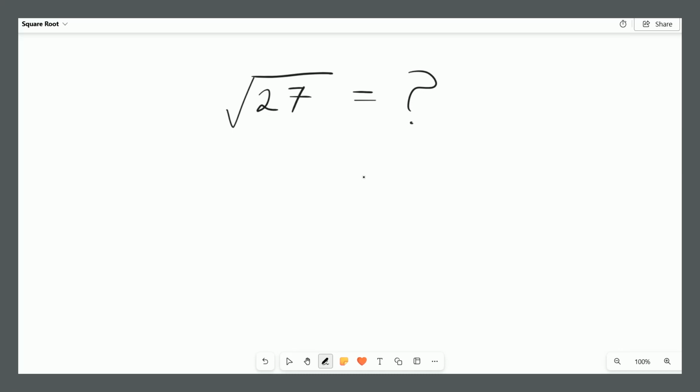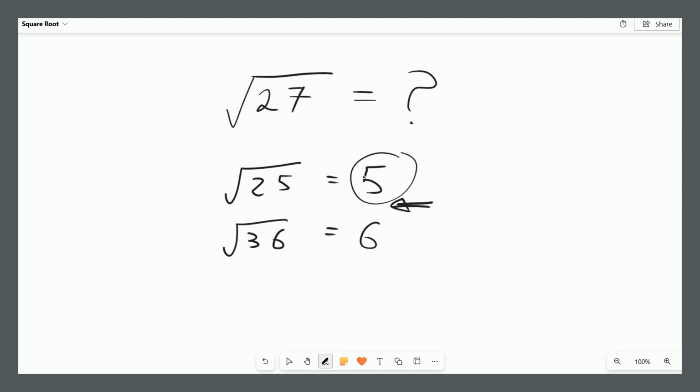Well, first we ask, what's the square root of something close to this number that we know the answer to? Well, we know the square root of 25 is 5, and we know the square root of 36 is 6. And then we can conclude that the square root of 27 is somewhere in between 5 and 6, and probably closer to 5, because 27 is closer to 25 than it is to 36.